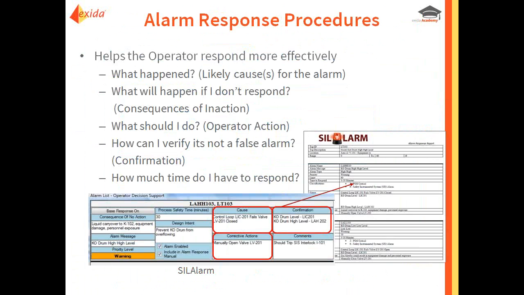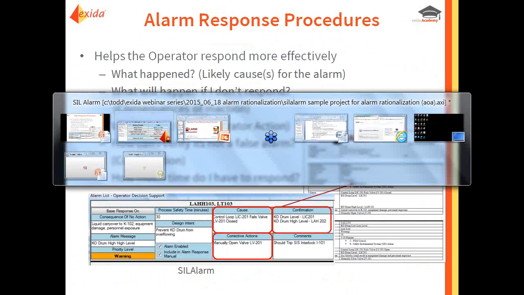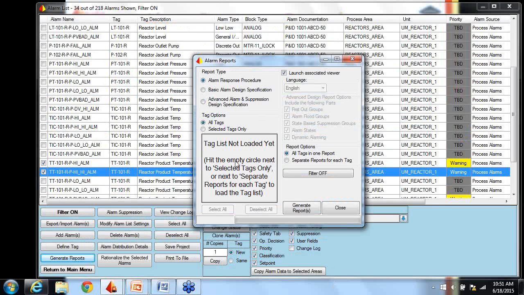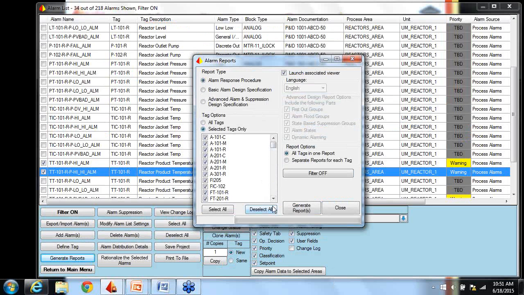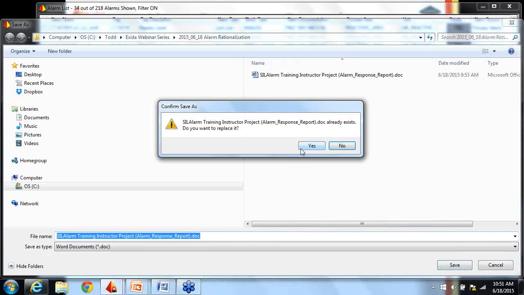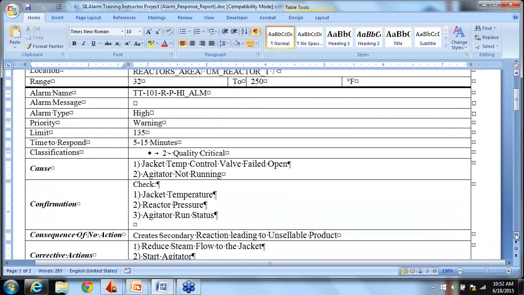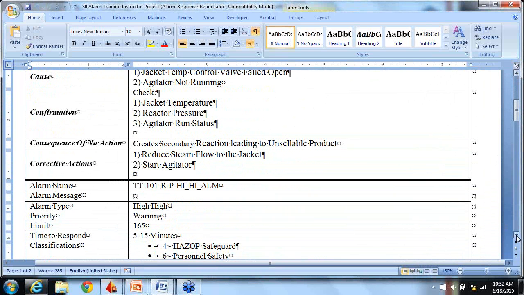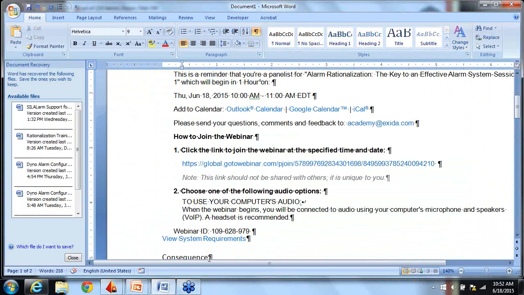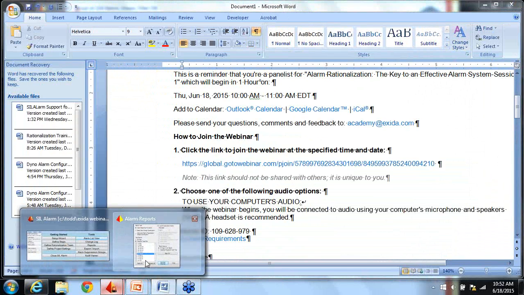So this can be done in DCS-specific implementations, or we can actually create an individual document for each tag or each alarm within SILAlarm that can be integrated into the HMI to give the operator information on how to respond to that alarm when it occurs. So if I find the alarm that we worked on, we can create our report. And now we've got the information documented for that particular alarm, what we documented during rationalization. So operators could use this for training purposes. This could be part of MOC. It could be integrated into the HMI. All kinds of different things can be done with that.